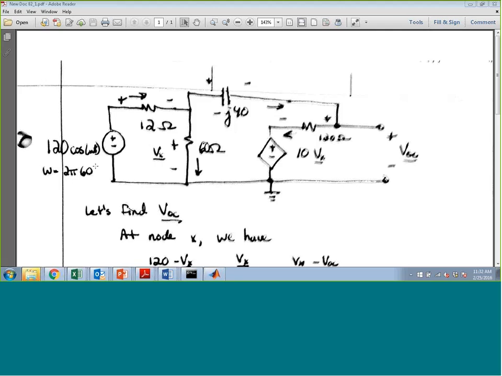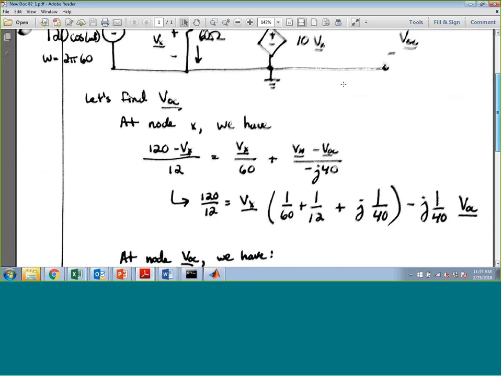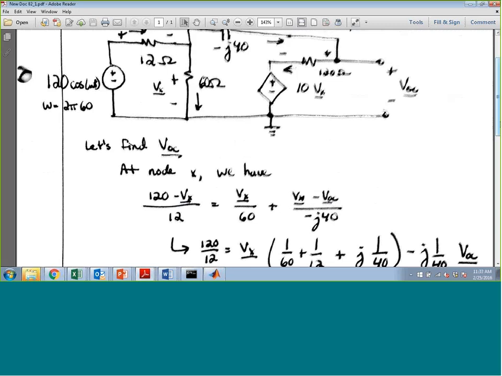This was a circuit I looked at in class the other day, and for this, what I was looking for is the open circuit voltage. To do that, I used the nodal method. I got two unknown nodes, this node voltage here and this node voltage here. I went through the process of setting up my two equations. I've got one KCL for this node right here.